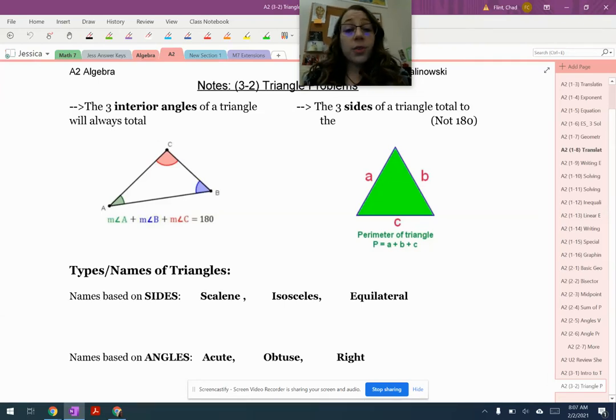Okay, A2 students, these are the notes for Unit 3, Lesson 2, and this is triangle problems. So this is taking all those vocabulary words and definitions and types of triangles that we looked at last lesson and using those to do more difficult problems.